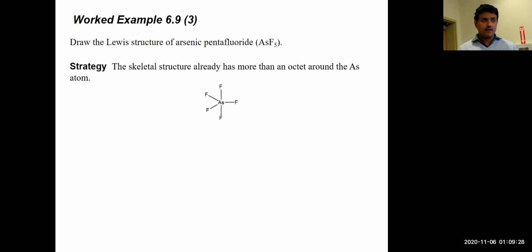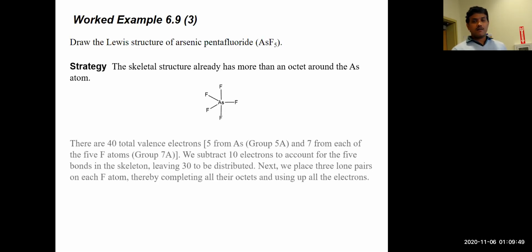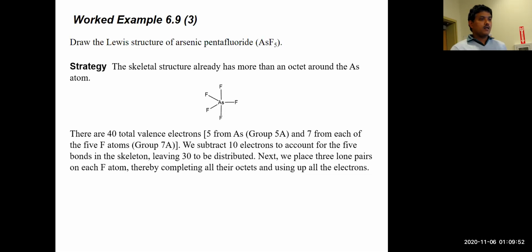What do you have to do with these lone pairs? You would start giving the octet to the most electronegative element, which is clearly the outside fluorine. Each fluorine currently has 2 electrons, so they need 3 lone pairs each. There are 5 of them, and you have 15 lone pairs. If you give these 3 lone pairs to each fluorine, you would end up using all the electrons that are available. So that's how the arsenic ends up holding 10 electrons instead of 8.